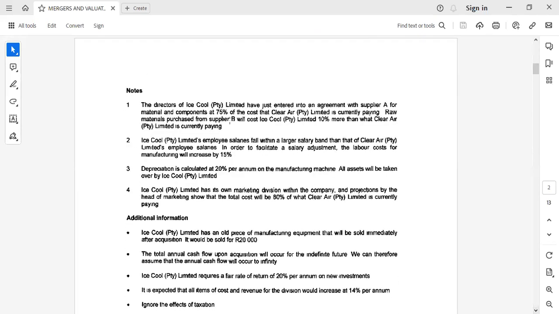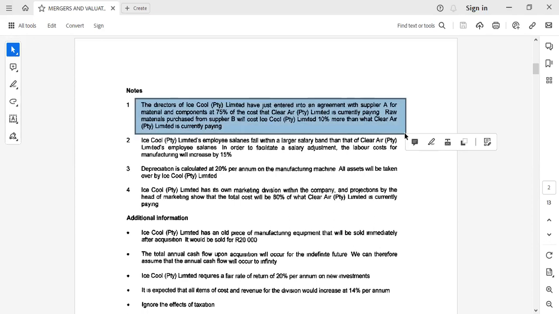Notes. The directors of High School Limited have just entered into an agreement with supplier A for materials and components at 75% of the cost that Clear Air Limited is currently paying. Raw material purchase from supplier B will cost High School Limited 10% more than what Clear Air Limited is currently paying. These are what we call synergy benefits or synergy costs.